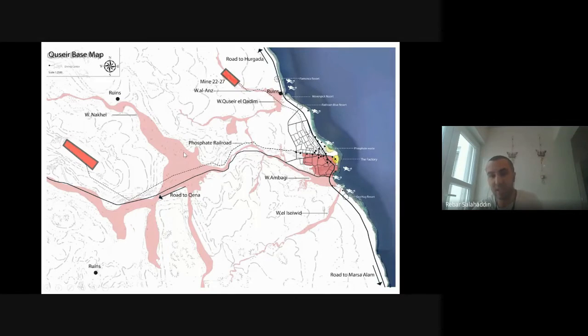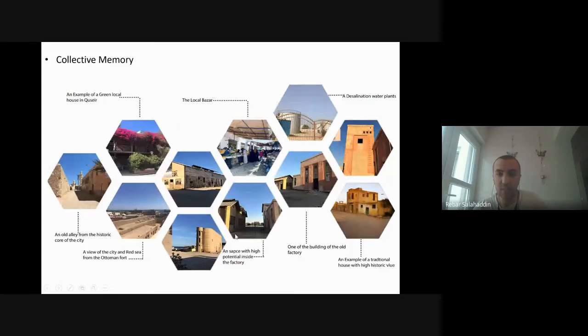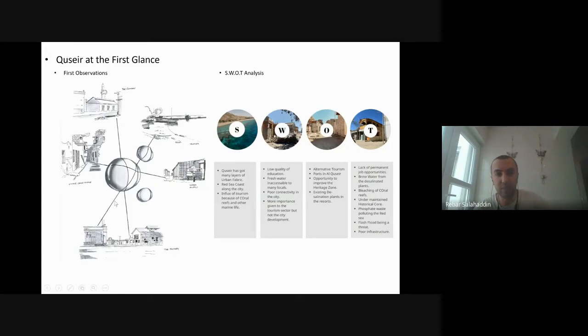I will go to the next slide. As a collective memory, the city is quite colorful and has a strong potential to develop in terms of urban development or tourism, and the cultural development is very, very strong. So we put several examples in this collective memory. As you can see, the factory, the Ottoman port as a part of the historic layer of the city, and the vintage style of the city generally, the desalination water plants, the bazaar, also the example of the green local houses in the city. This is the first glance. Later on, Dip Kumar will give us more elaboration about this.